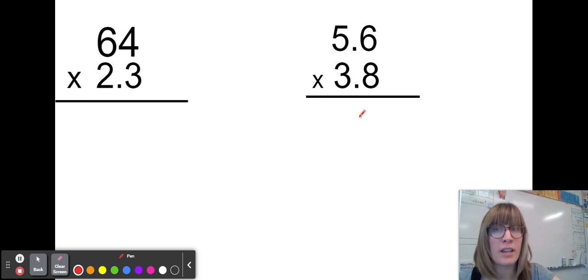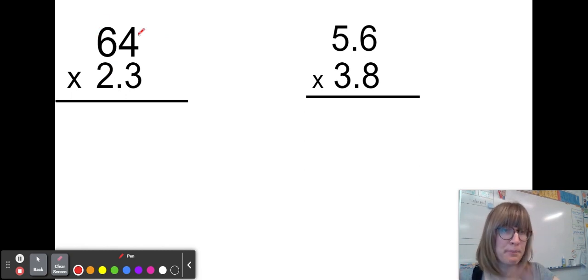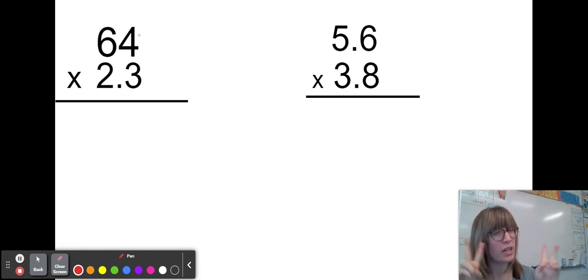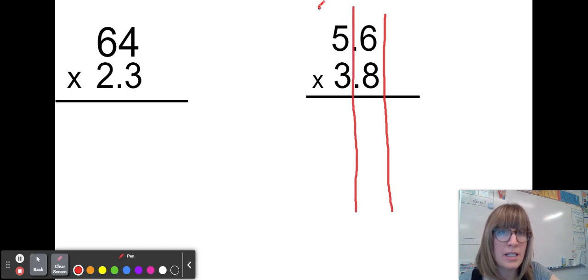So here we are, we're multiplying some numbers again with decimals in them. In the first example, we had a 2-digit number and a 2-digit number, and one of those numbers had a decimal in it. In this example, you'll see we have a decimal in each of these 2-digit numbers. So we're just going to run through how to approach this type of problem. So we're going to get nice and tidy.